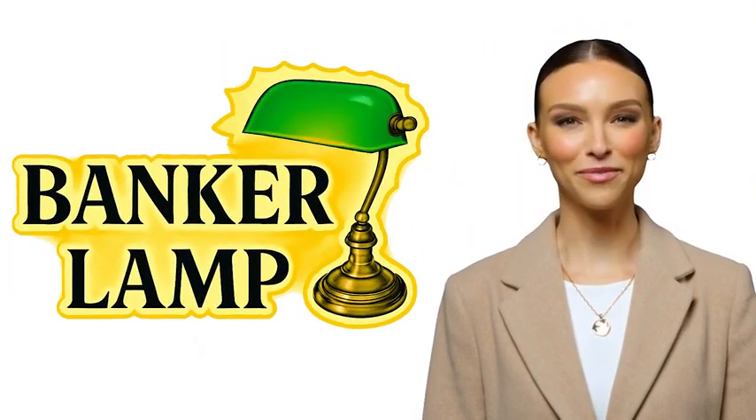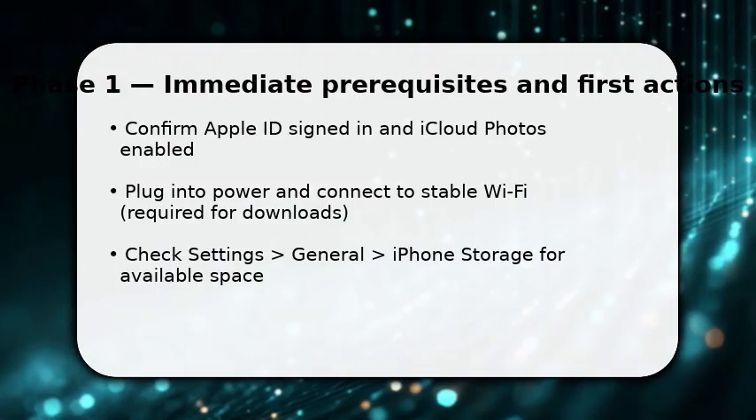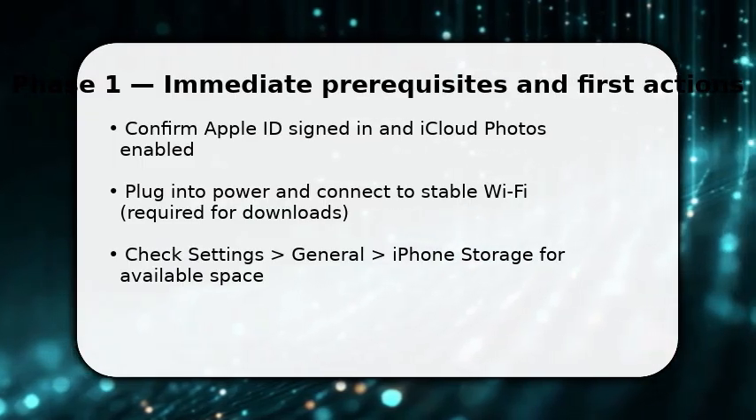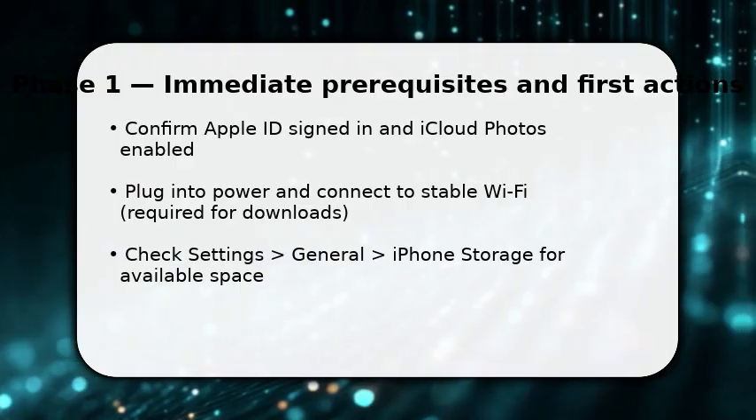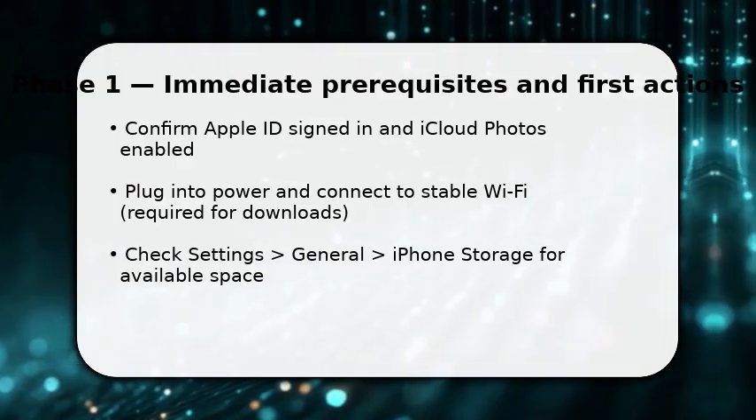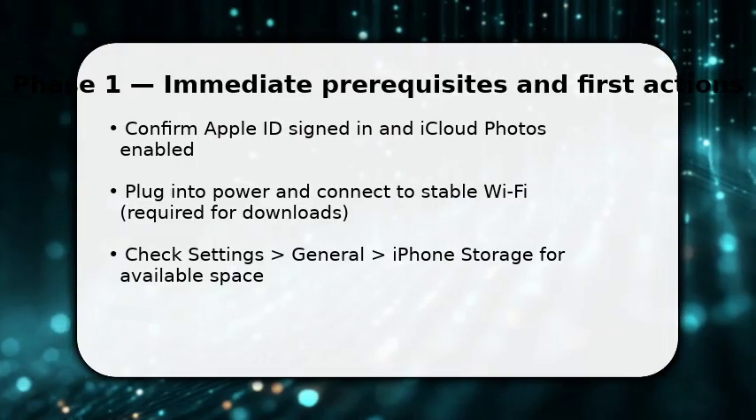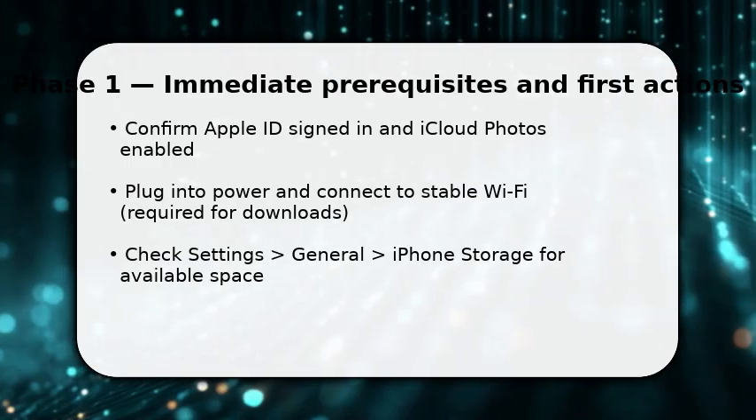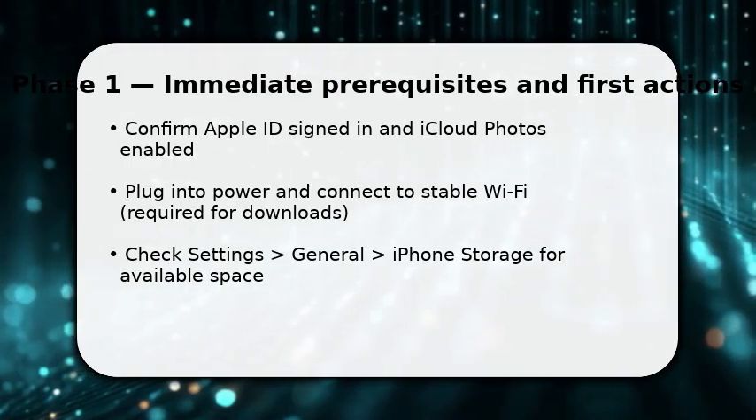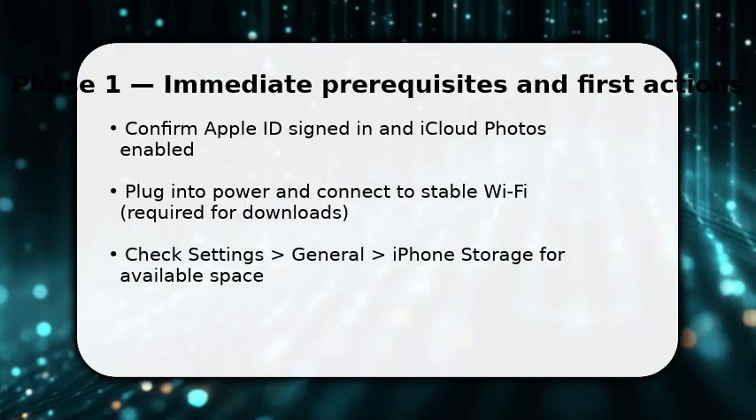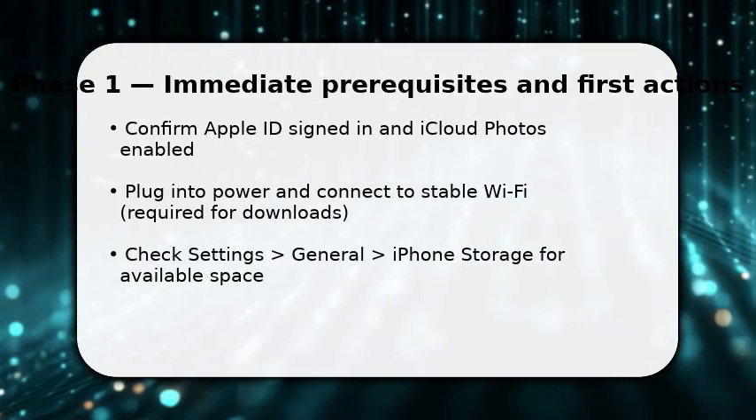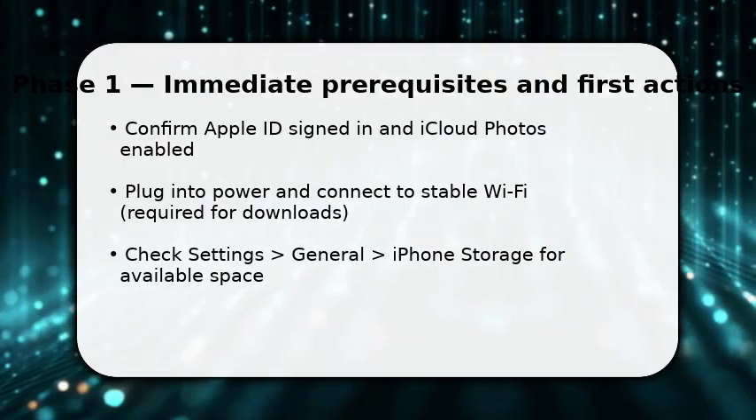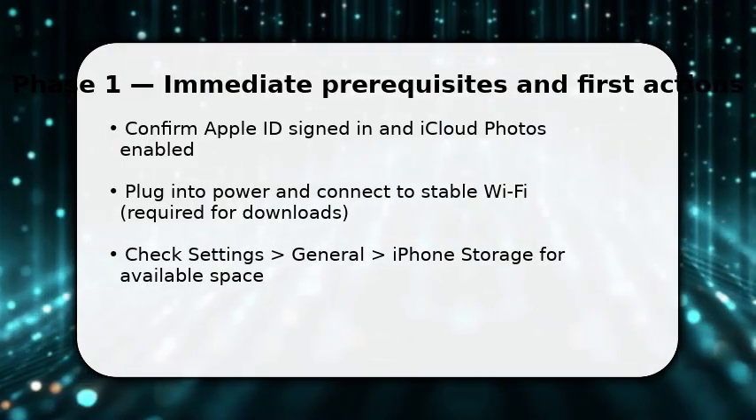You start by making sure your device is ready. Sign into the same Apple ID, then enable iCloud Photos in Settings Photos. Once done, plug the iPhone into power and join a reliable Wi-Fi network. Large downloads are needed. Make sure you have free storage listed under Settings General iPhone Storage. If you don't, clear some apps or media. This prepares the phone to download originals instead of thumbnails and avoids interruptions during the transfer process.